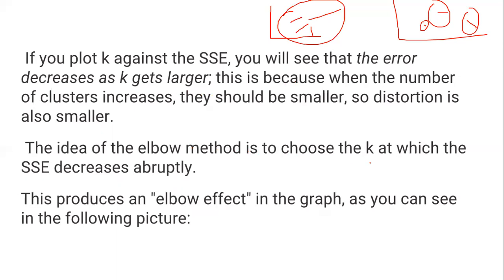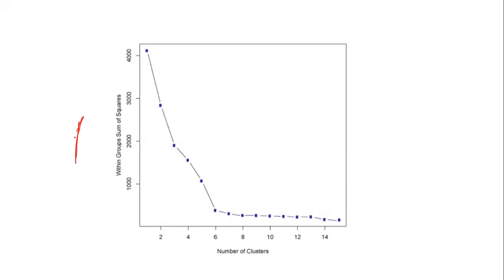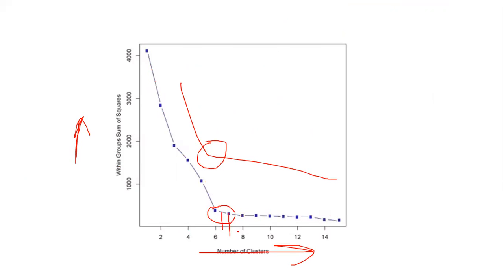The idea of the elbow method is to choose the value of k at which the SSE decreases abruptly. This produces an elbow effect. Elbow effect means it looks like an elbow, like a proper sharp curve is there in the graph, as you can see in the following picture, right? Like this. So on the y-axis, I have within group sum of squares, or within cluster sum of squares, and here I have the number of clusters. So this thing becomes like an elbow, right? So like this, it is decreasing, and at this particular point it becomes kind of constant, right? So it is very advisable to choose this value of k, maybe 7 or 8. 7 we can take, or like that.